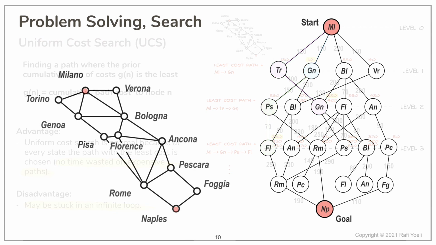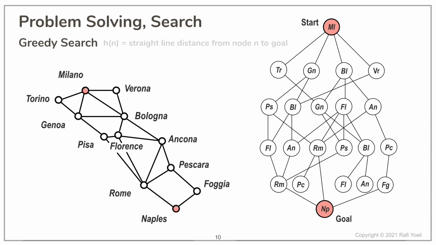Next is the greedy search algorithm. Greedy search introduces the concept of a heuristic estimate, h, of the anticipated cost from the current node to the goal. In our case, we'll use the straight line distance to Naples as our heuristic function h of n. Note that we have now moved from blind searches to an informed search, where we have the full map of Italy at our disposal, and not just a list of cities and the distances between them. We start from Milan and calculate h of n for each neighbor.